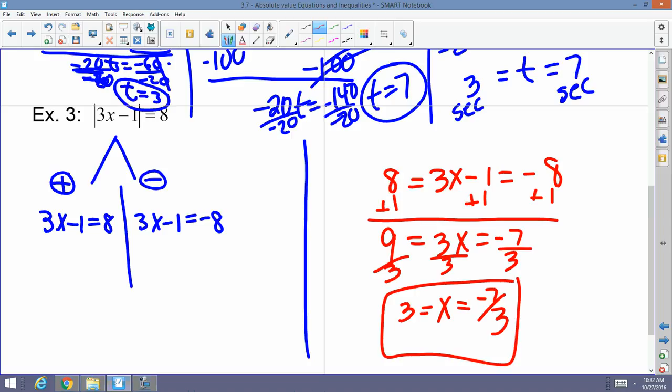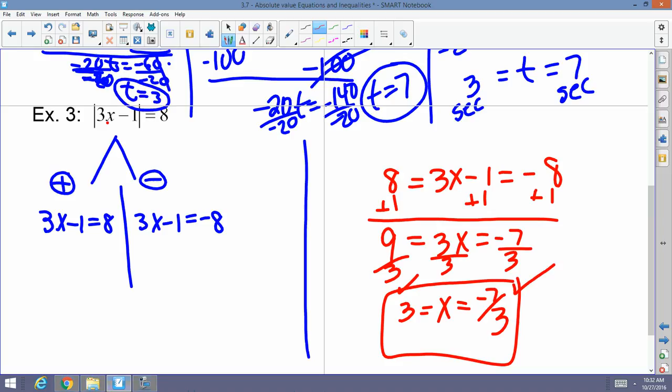If x equals 3, 3 times 3 is 9, minus 1 is 8, absolute value of 8 is 8, it works. Negative 7/3 times 3 is negative 7, negative 7 minus 1 is negative 8, absolute value of negative 8 is 8, it works. Does that make sense, gentlemen?